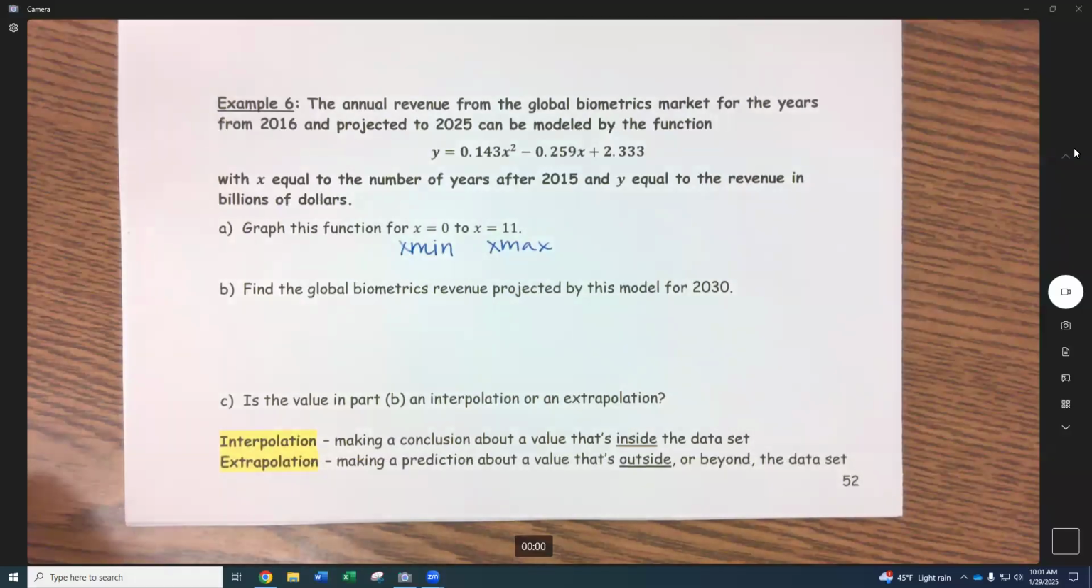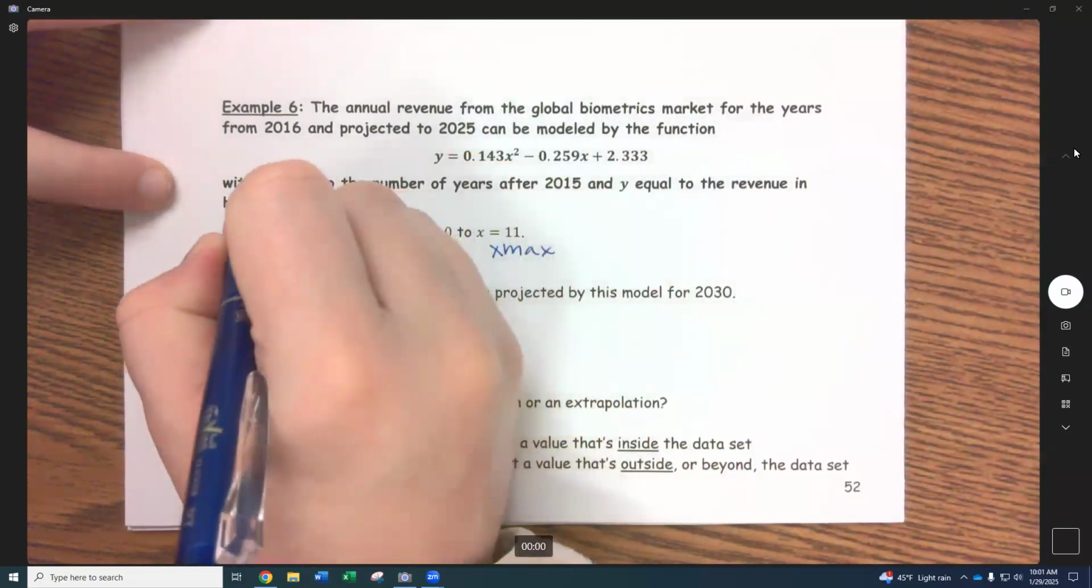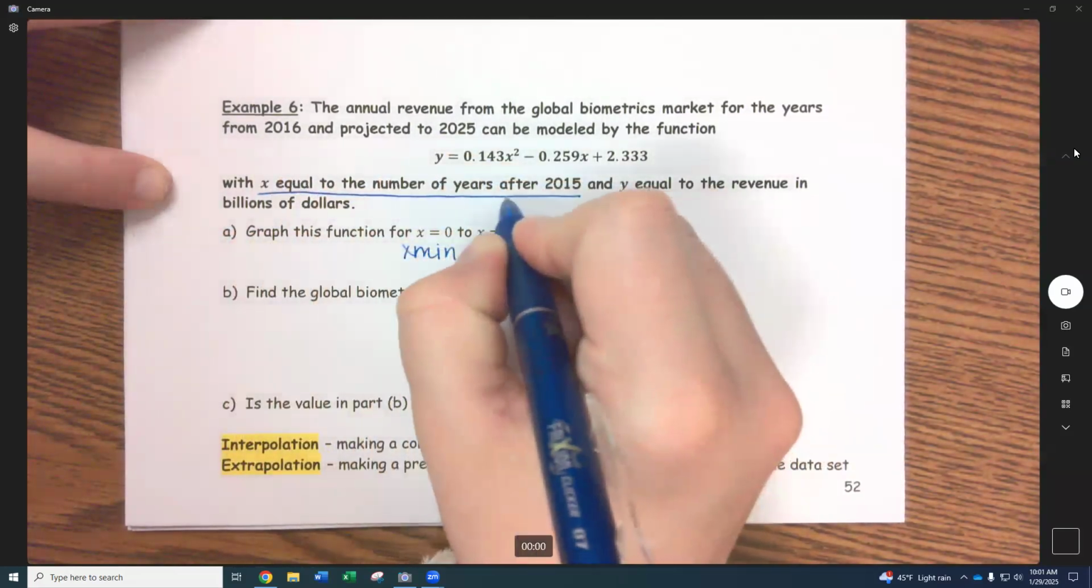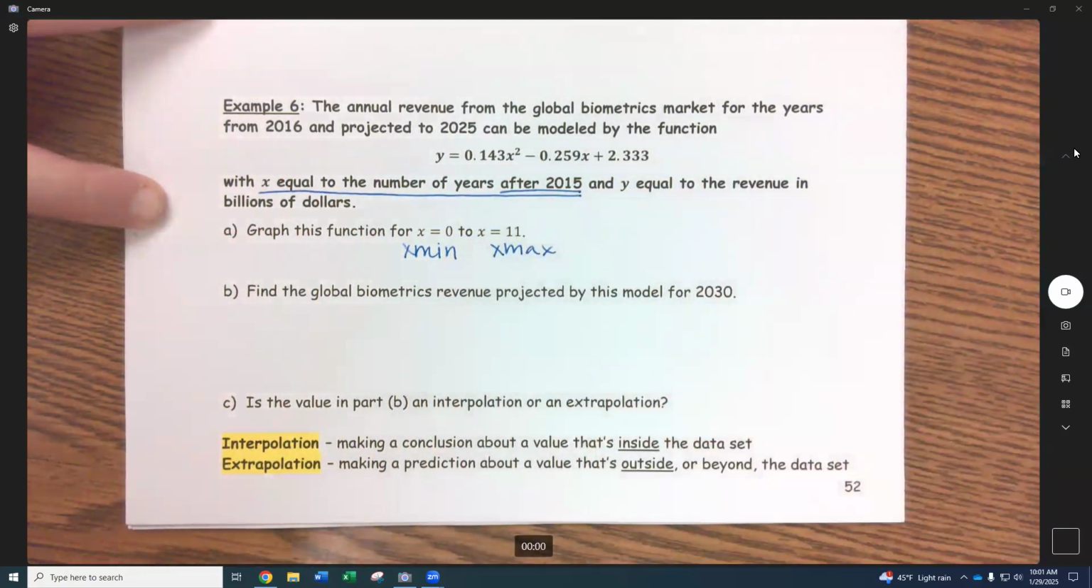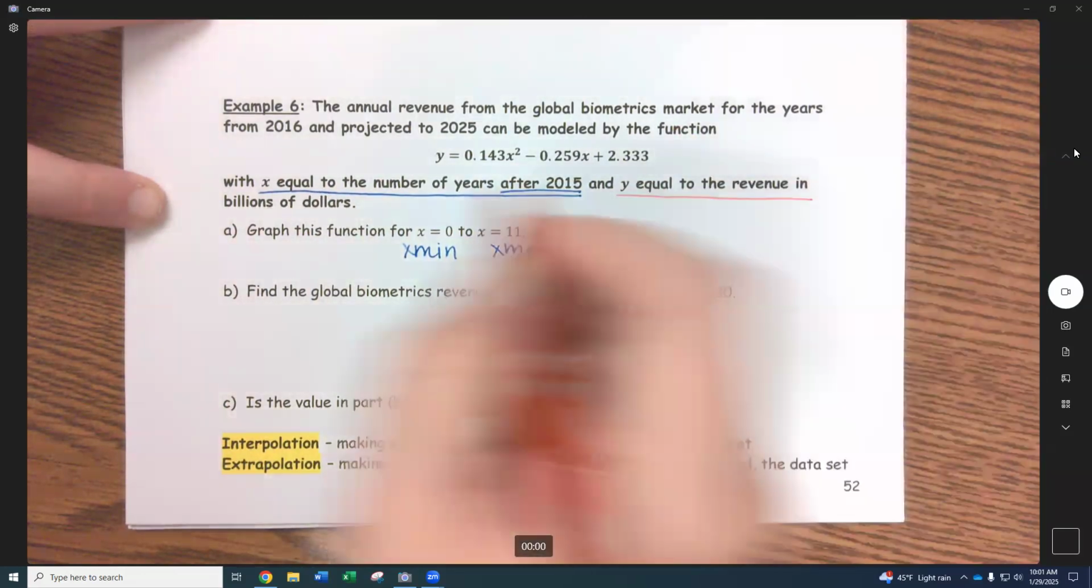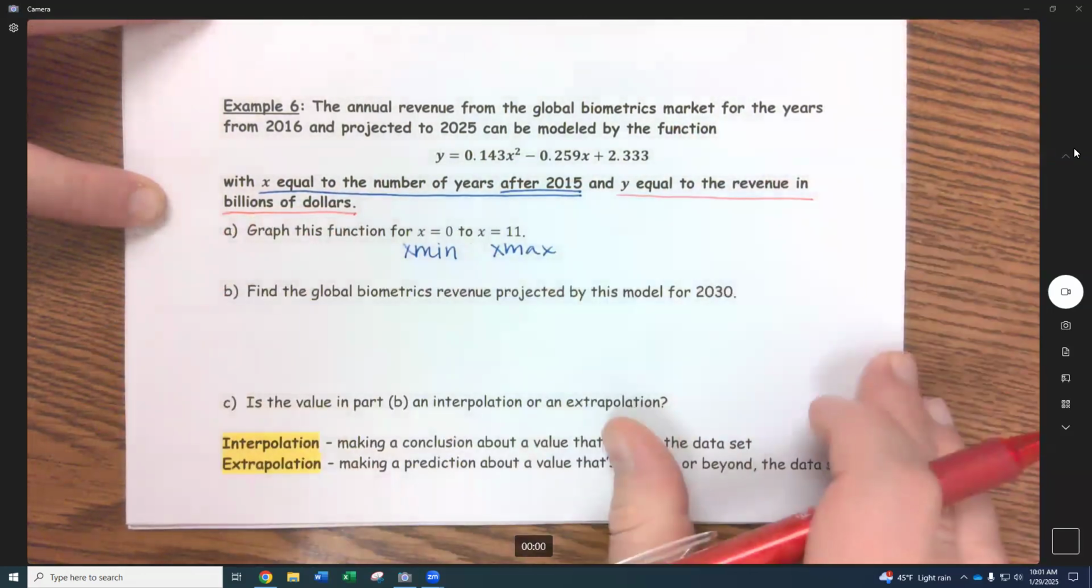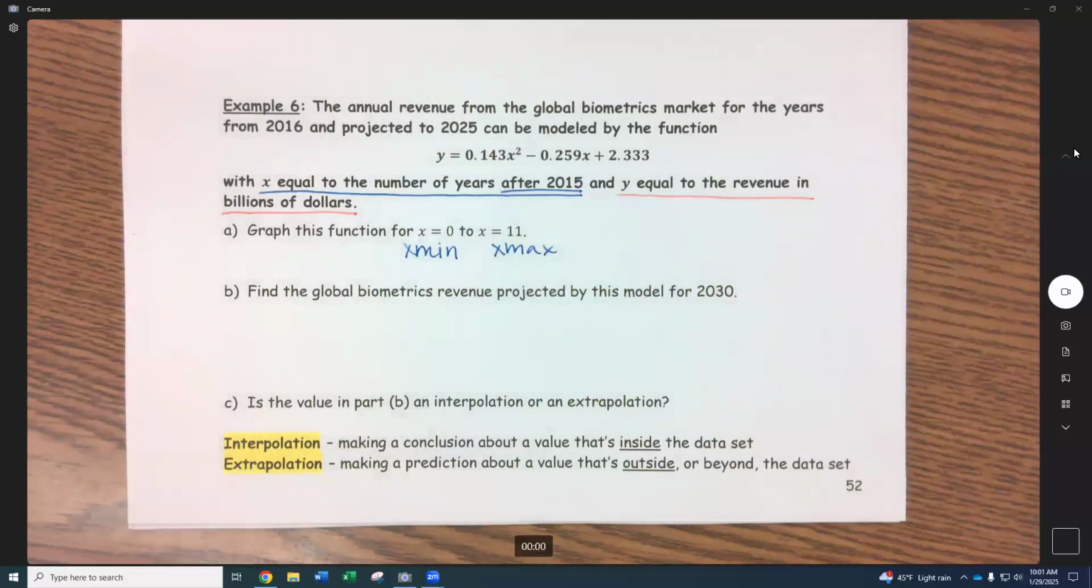Example 6: the annual revenue from the global biometrics market for the years from 2016 and projected through 2025 can be modeled by the function y equals, with x equal to the number of years after 2015 and y equal to the revenue in billions of dollars. Part A wants us to graph this function for x equals 0 to x equals 11. So what is that representing?